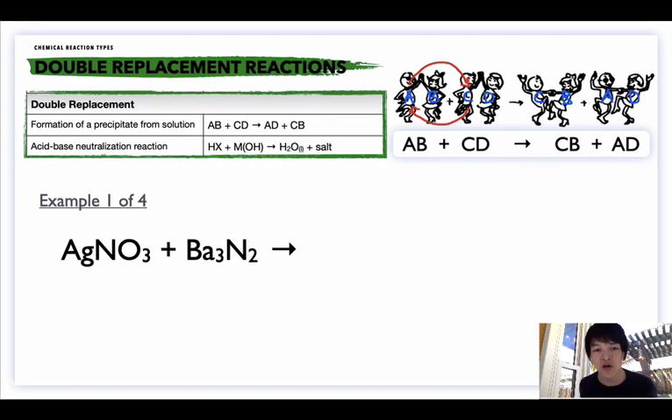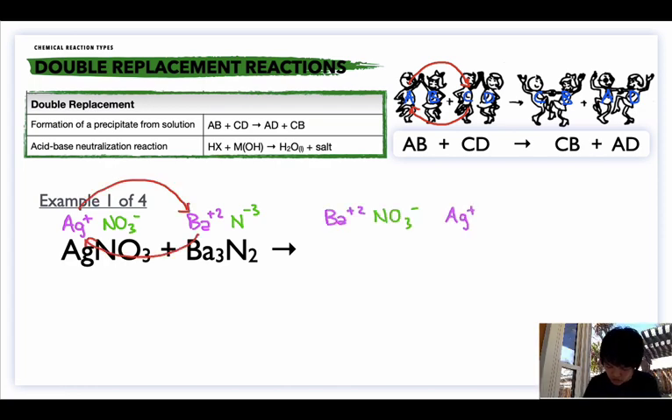Below we have silver nitrate reacting with barium nitride. For any replacement reaction, whether it's single replacement or double replacement, you start off by writing down the ion charges. Once you have the charges of the ions written down, you do a swap. Now here's the result of the swap. Now we simply combine the ions to write the product, the ionic compounds that result from this.